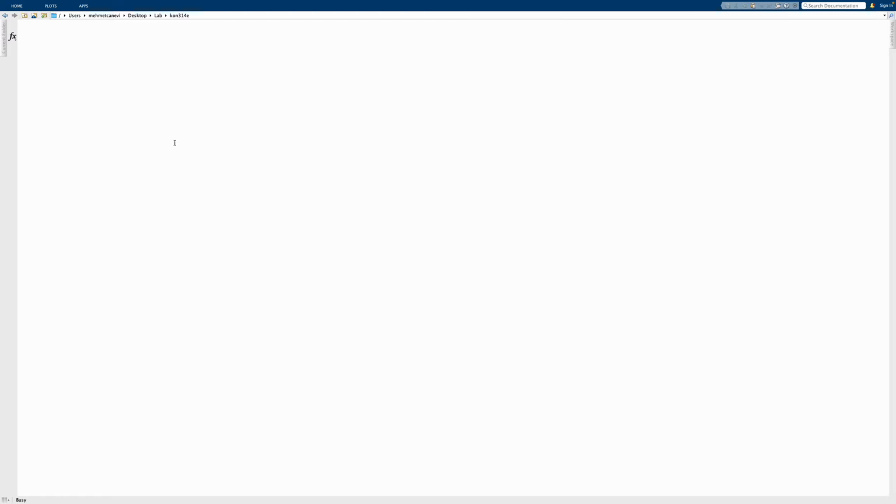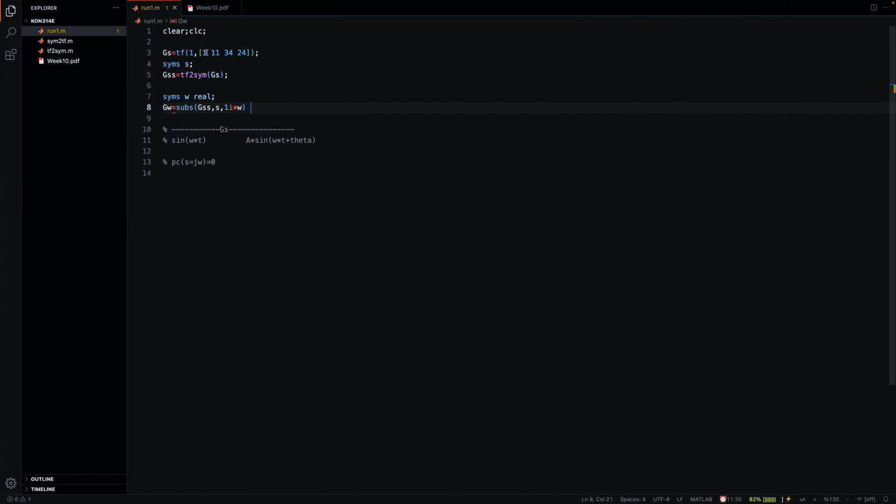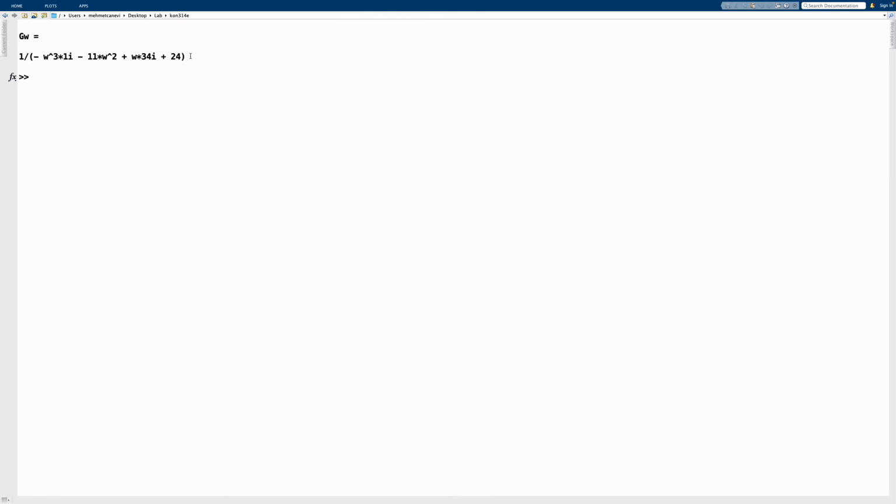So let's run this. As you can see, since this is a fraction of polynomials, and since we substitute s equals j omega, which is a complex number, and omega is the unknown, we have a complex valued function that looks like this. If we plug in omega equals 0, for example, then this will vanish, and we will end up with 1 divided by 24. If we substitute something else, we'll see that it will be a complex number. And that's basically it.